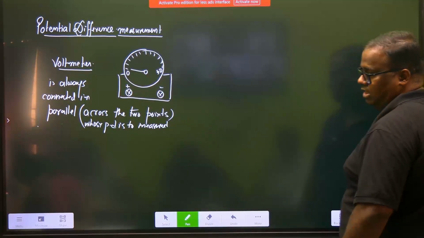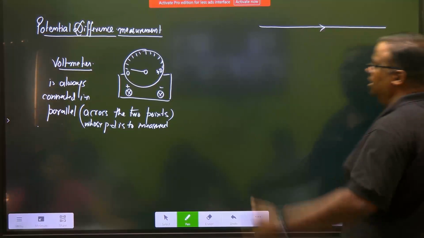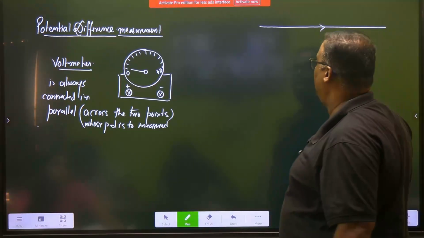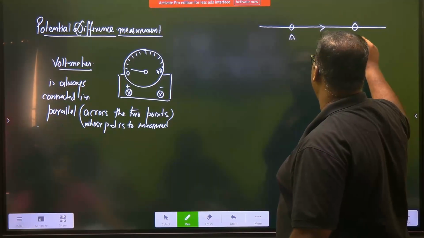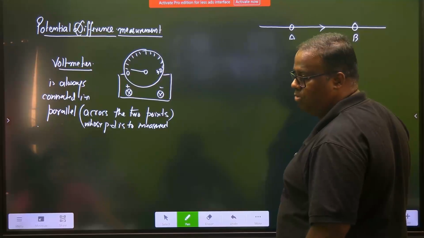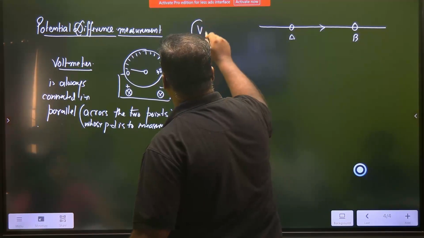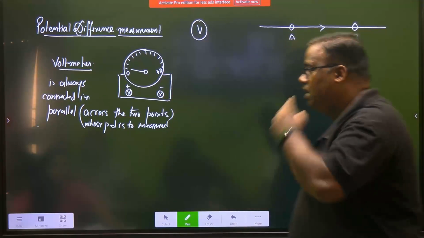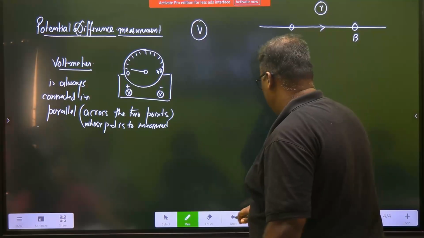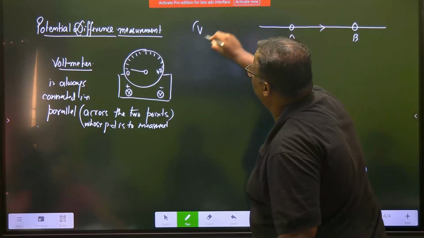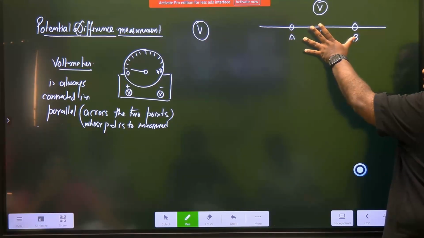Let us try to understand this. Suppose this is a wire, and this wire is carrying some voltage, and you want to measure the potential difference between these 2 points. So what do you bring? You bring a voltmeter. Electrical circuits will always have symbols. The symbol for a voltmeter is V, like this, and it will have 2 fangs. So I bring my voltmeter. What is my voltmeter supposed to do? To measure the potential difference between 2 points.